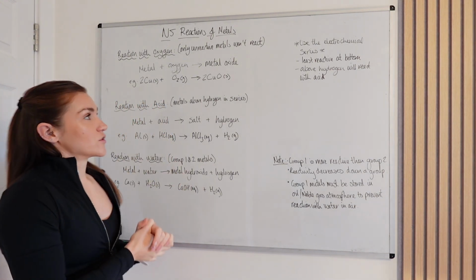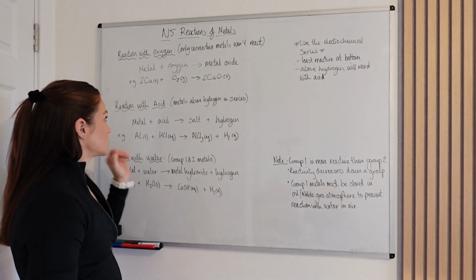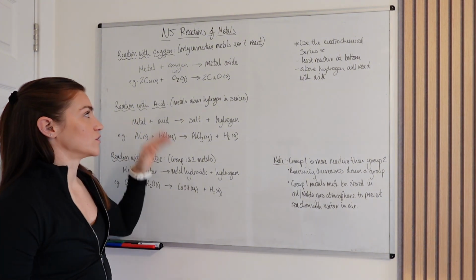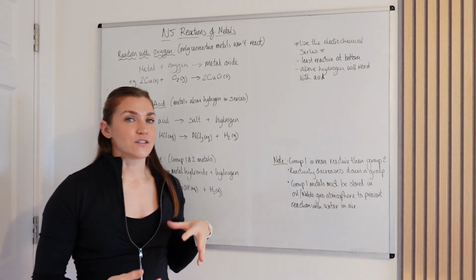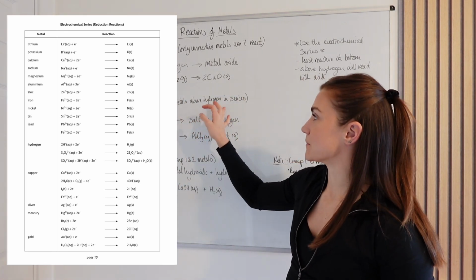So that's the reaction with oxygen, very straightforward. The metal reacts with oxygen to form a metal oxide. If we then look at reactions with acid, the metals that will react with acid are the ones that are above hydrogen in the electrochemical series.